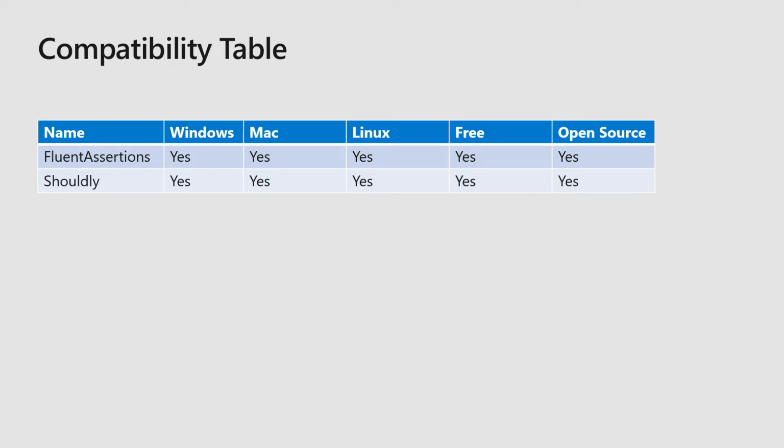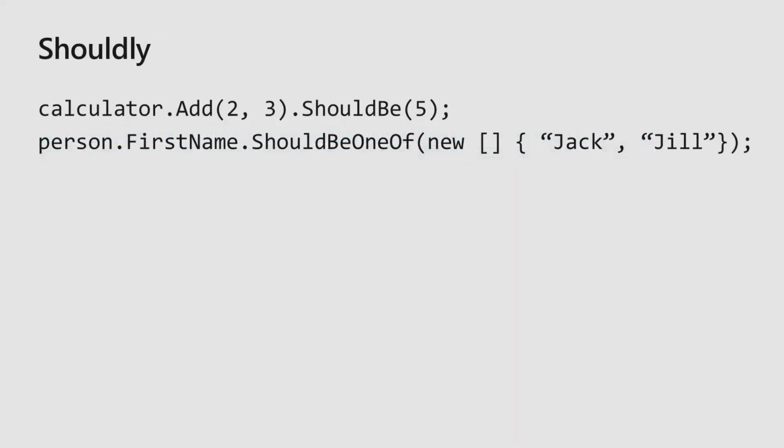And they also give you a very fluent way to express certain assertions. So this is an example of Shouldly. You can see here that instead of the regular assert.equal or assert.contains, they work like extension methods to existing method calls. So you can call a calculator.add, and then say the result of this should be 5. Or you can say a person.firstName should be one of. It makes your code a bit cleaner, a bit more maintainable, and also a lot easier to understand because it tries to be as fluent as possible.